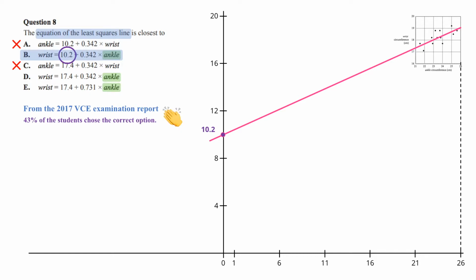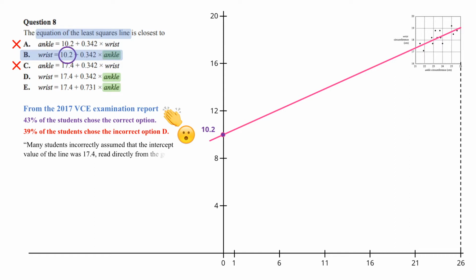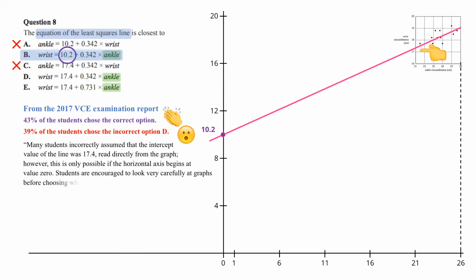However, 39% of the students chose the incorrect option D. Many students incorrectly assumed that the intercept value of the line was 17.4 read directly from the graph. However, this is only possible if the horizontal axis begins at value 0. Students are encouraged to look very carefully at graphs before choosing what might seem to be the obvious answer.